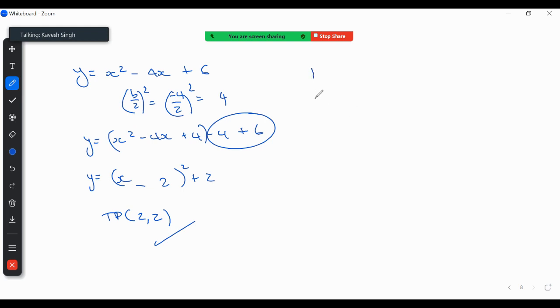Try it again. Try this next question. See if you can try this one, just to get to that part. y equals x squared minus 8x plus 6. Try this one. See if you can do this one.